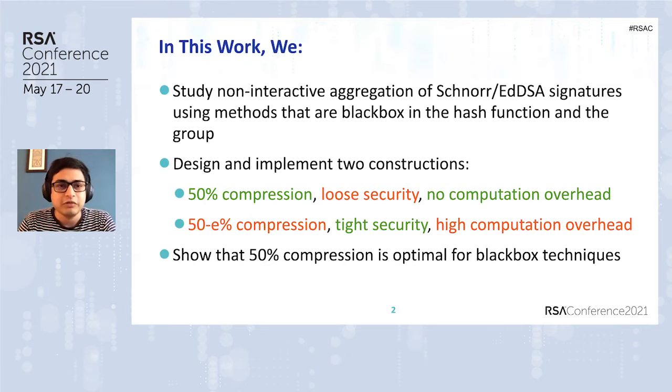So in this work, we study how to non-interactively aggregate Schnorr or EdDSA signatures using methods that don't depend on the exact code of the hash function or of the group. And we design and implement both of our constructions, which achieve various trade-offs in terms of efficiency and security. And we show that such techniques are essentially optimal in that we can't go beyond 50% compression.